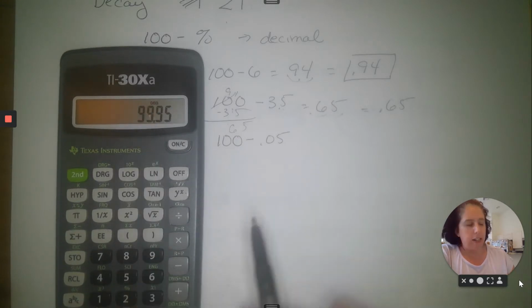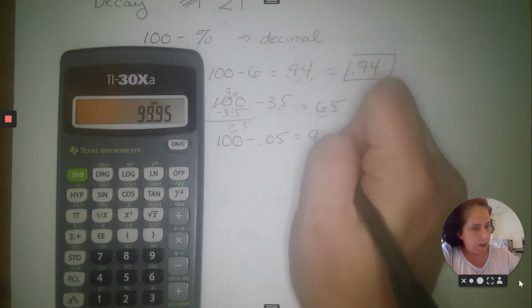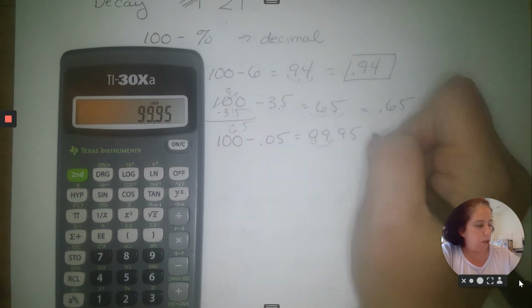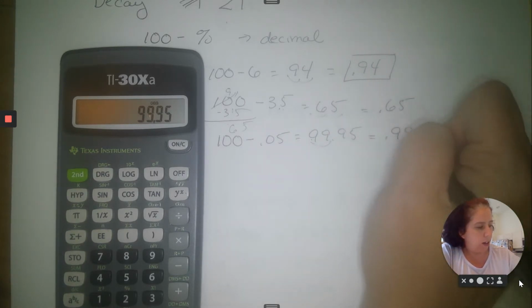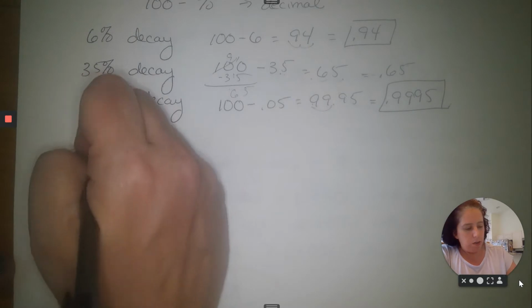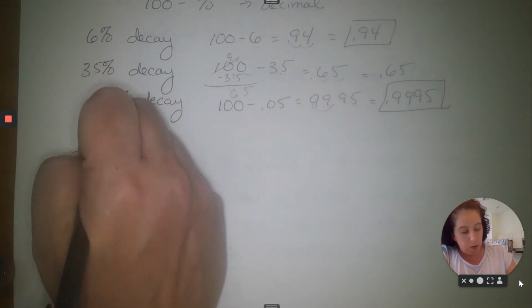Okay, so it gives me 99.95. Again, there's my decimal. Move it over 2, so it'd be 0.9995. That's my multiplier. Okay, so I'm going to give you 4 quick ones to do. Do them, don't do them, that's up to you.